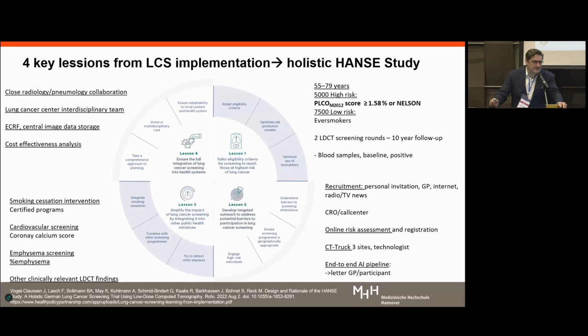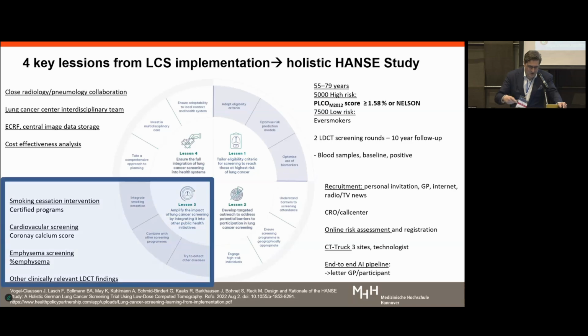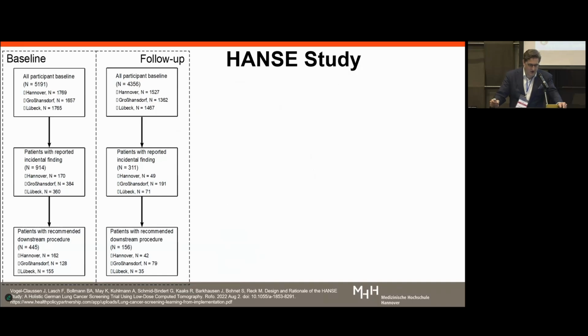So here we did the HANSA study in Germany. It's a multi-center trial at 3 sites in northern Germany, with Hanover as the leading center, Hamburg, so Groß-Hansdorf, and Lübeck. We also look at the incidental findings, and I have here a preview of the baseline and follow-up incidental findings, and you can see the 3 centers, Hanover, Groß-Hansdorf, and Lübeck, and you see a heterogeneity, right?